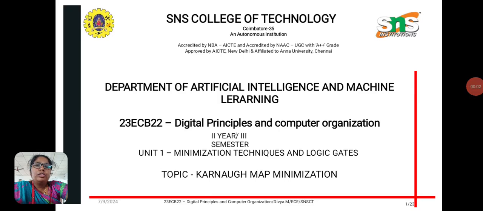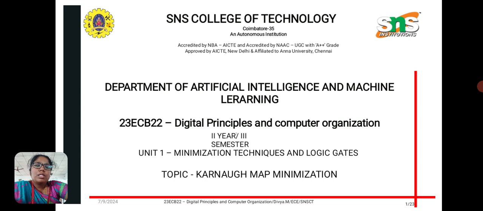Hi, good morning. Today we are going to discuss the K-map minimization techniques, under the unit Minimization Techniques and Logic Gates in the subject Digital Principles and Computer Organization. In previous videos, we discussed what logic gates are, what the different logic gates available are, and what laws are used for minimizing the terms.